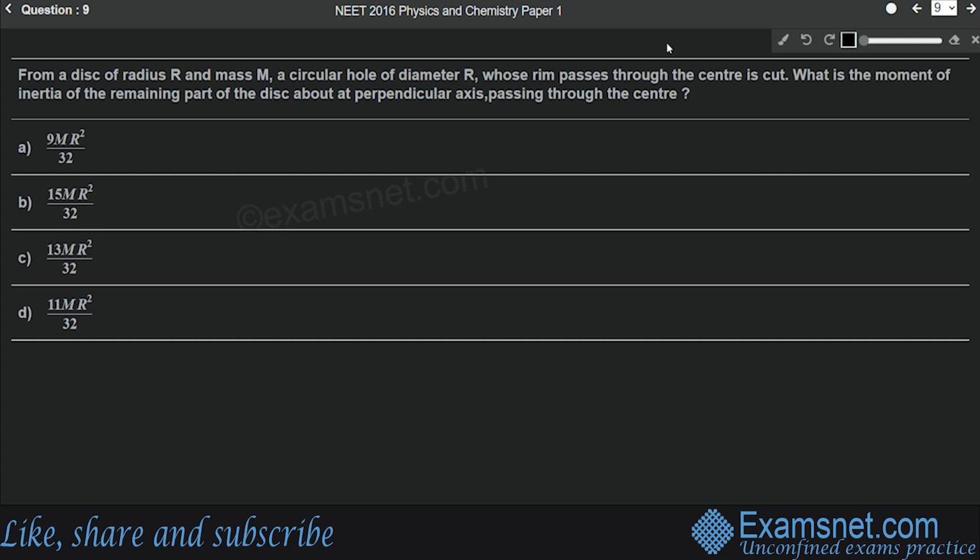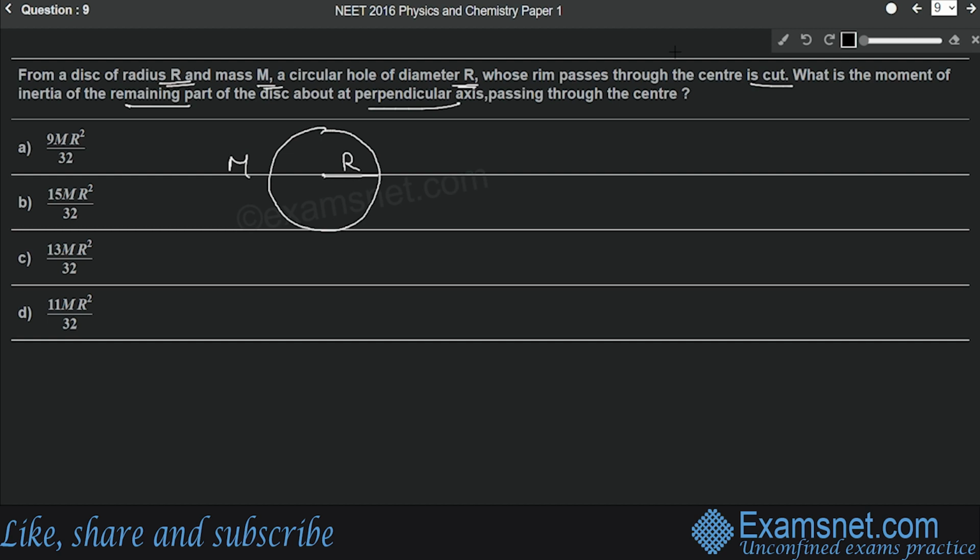Question number 9 is from the chapter Systems of Particles and Rotational Motion, and the question is, from a disk of radius R and mass M, a circular hole of diameter R whose rim passes through the center is cut. What is the moment of inertia of the remaining part of the disk about a perpendicular axis passing through the center? Okay, so we have a circular disk here whose radius is capital R and mass is capital M.